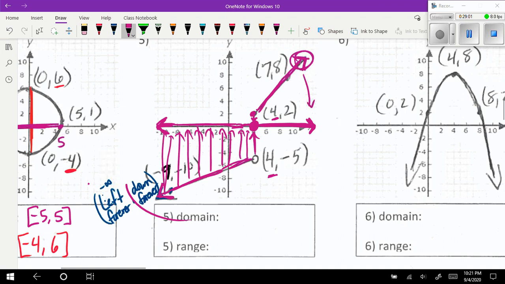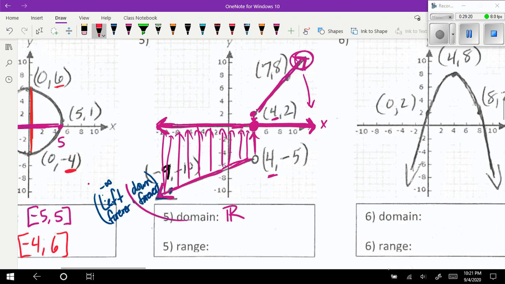Alrighty, so my domain in this problem is, again, all real numbers. My entire x-axis is solid. That means any x value I want is sitting on this graph. Okay, let's move on to range.